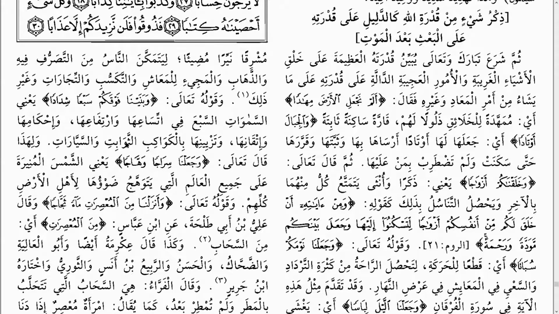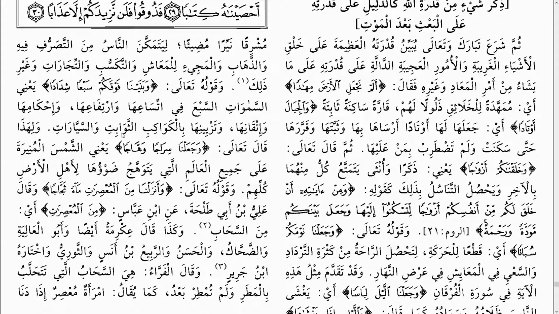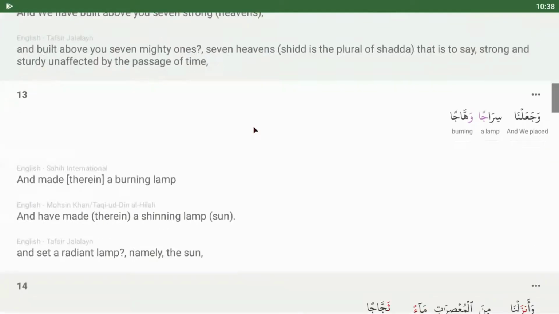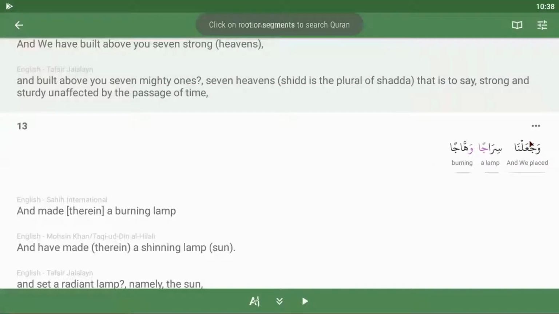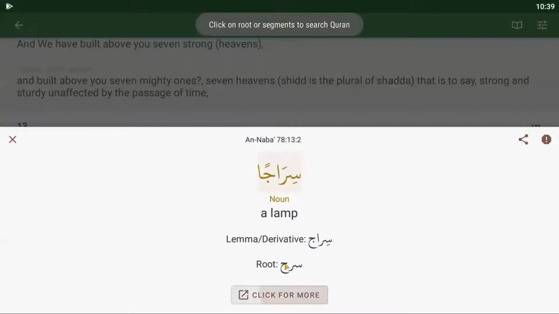Al-thawabit wa siyarat. Thawabit are the things which are fixed in the skies, and siyarat are the ones which are moving. Wa lihada qala ta'ala, then Allah subhanahu wa ta'ala talks about, wa ja'alna sirajan wahhaja, the things which are there in the heavens. What is the first thing in the sky which you see? A lamp, siraj. Wahhaj is not a normal lamp, it's a burning, radiant lamp. وَجَعَلْنَا سِرَاجًا وَهَّاجًا. Siraj is a lamp.